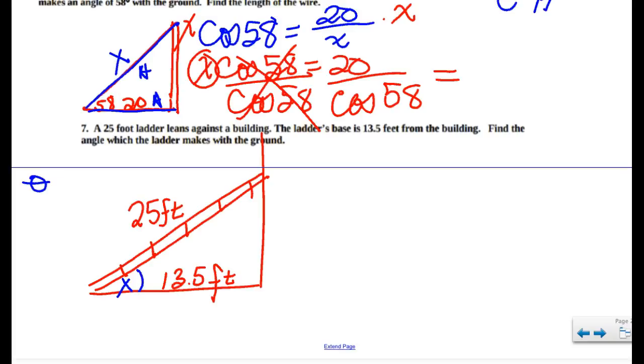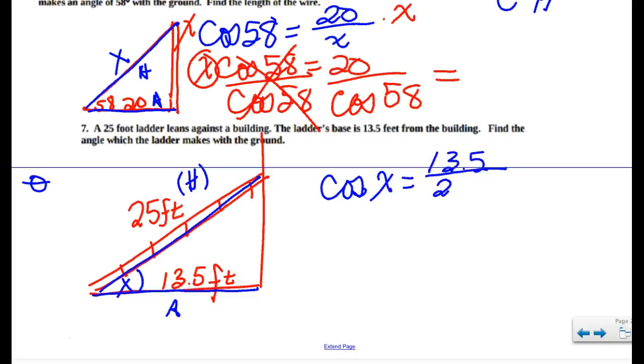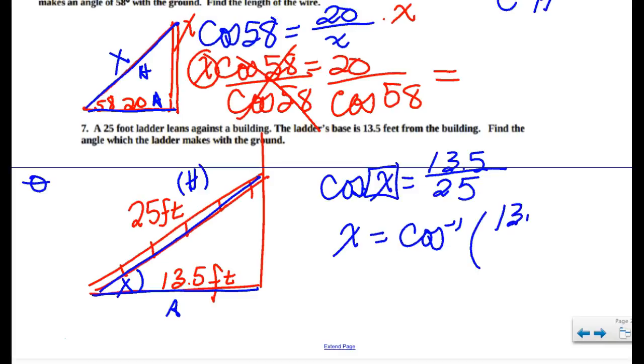And again, we go through that same process. We need to classify this side with regards to the angle, and that's adjacent. We need to classify this side with regards to the angle, and that's locked and loaded as the hypotenuse. So which trig function deals with adjacent and hypotenuse? The answer is cosine. So the cosine of my angle, no clue what it is, is equal to adjacent over hypotenuse. For me to attack that angle, I basically need to undo cosine. And to do that, I do cosine inverse. So x will equal cosine inverse of 13.5 over 25.